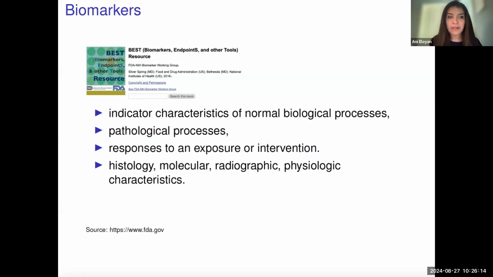So biomarker estimation, what we mean by this is an indicator of characteristics of normal biological processes, pathological processes, and a response to an exposure or intervention. In this case, that would be a response to treatment. And that can be from various data collection aspects: histology, molecular, radiographic, physiologic characteristics, etc. So in AD research, these are the questions we are asking.